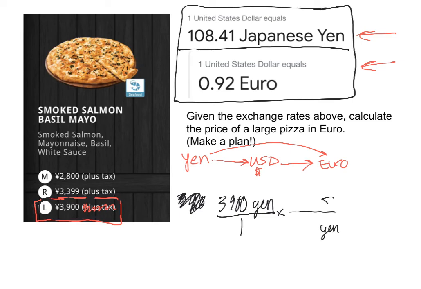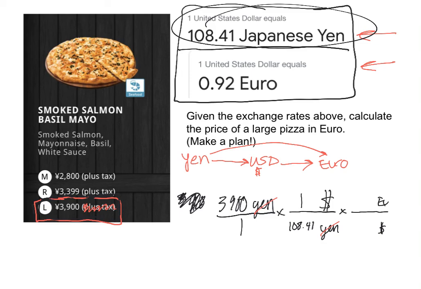And I know that, according to the exchange rate given to me, there are 148.41 yen in $1. Again, that's given to me up above. If I stopped right now, I would have that price in dollars, but I don't want dollars. That was just my intermediate step. I want to go from dollars to euros. And I know that would cancel, and I would have my unit of euro. And I know, based on the exchange rate given to me, 0.92 euro per $1.